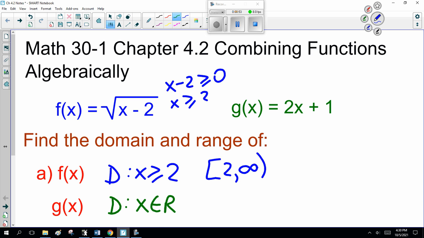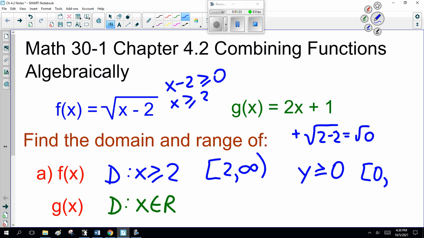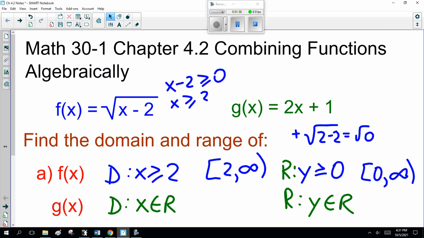Right. Now, the range, that's a little harder. For f of x, when you plug in 2, what do you get? Well, square root of 2 minus 2, square root of 0. So y starts at 0. Now the big question is, does it get bigger or smaller? Well, this is plus, which means it opens up, so y should be greater than or equal to 0, or 0 comma infinity. Right, now, the range for g of x is y is all real. Okay, and I'm going to get picky and make that blue, because I can. All right, so that's domain and range.